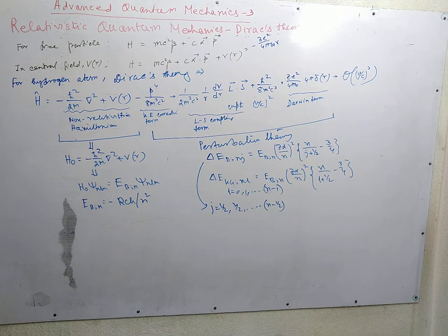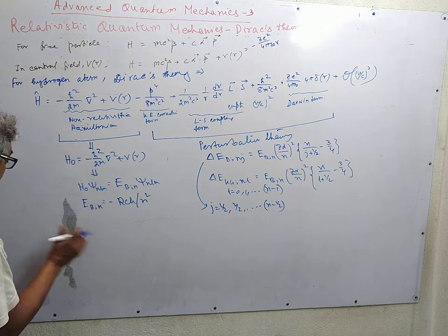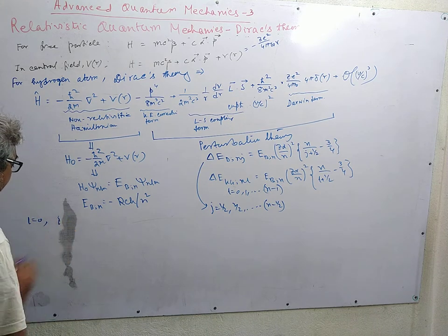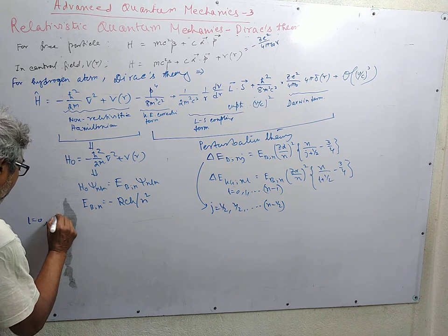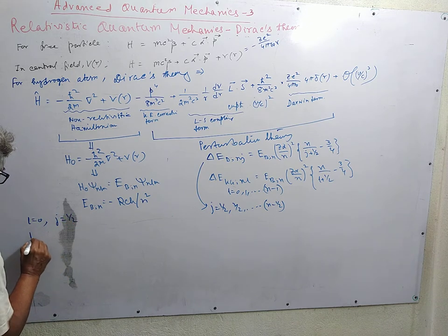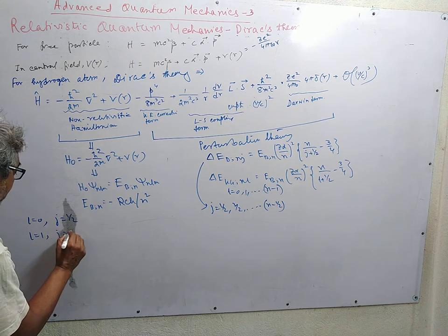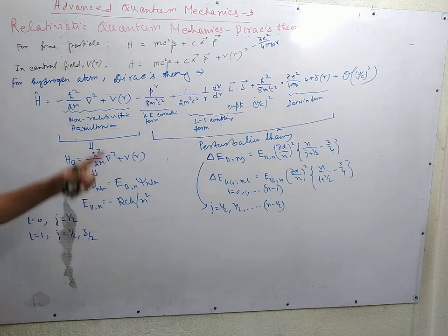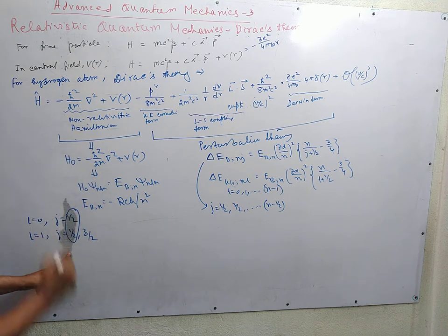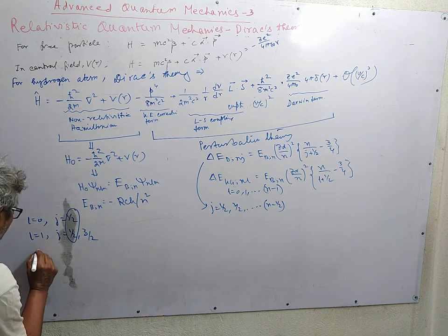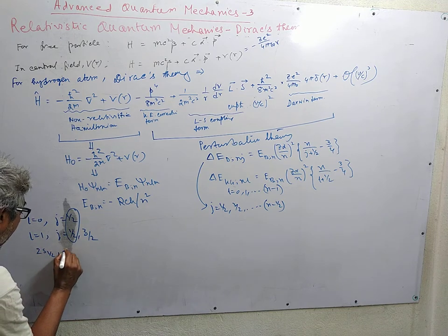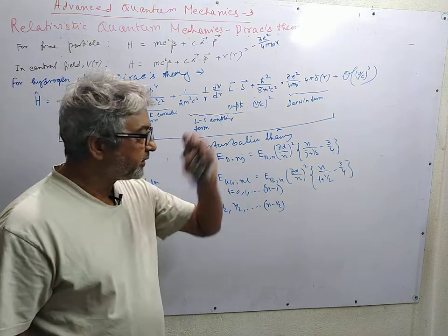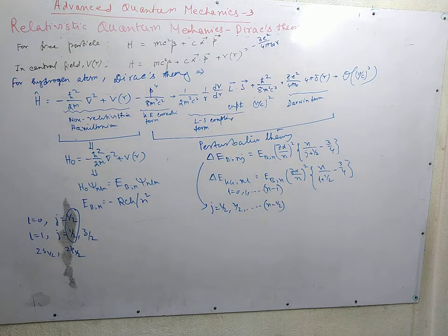But if we have, say, l equal to 0, then as per Dirac's theory, j could have a value half only. And if we have l equal to 1, then the possible values of j are half and 3 by 2. As per Dirac's theory, these two states for the same n, that is, if we call them 2s half and 2p half, will have the same energy.